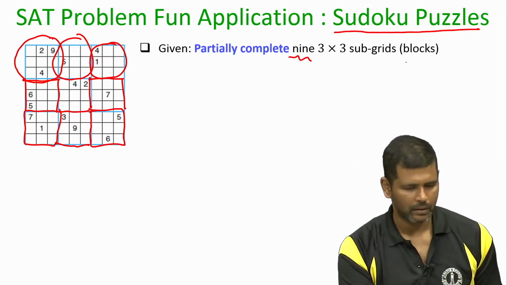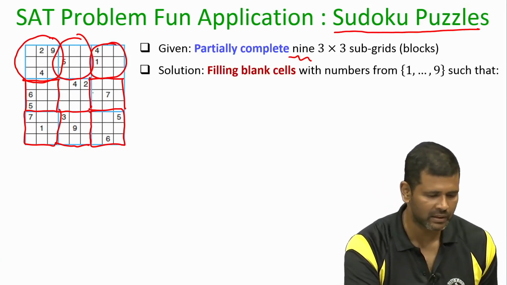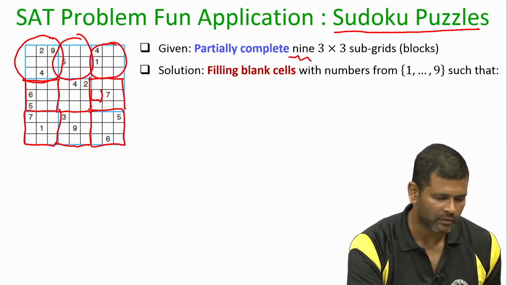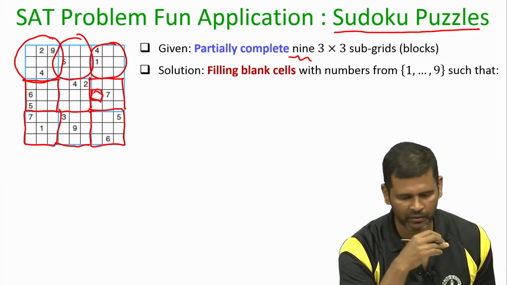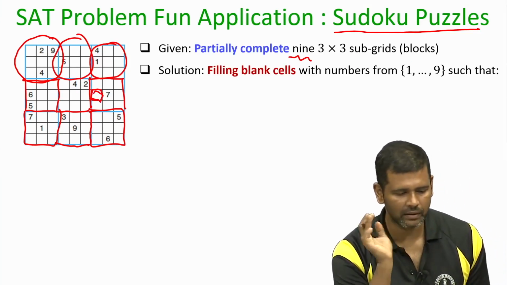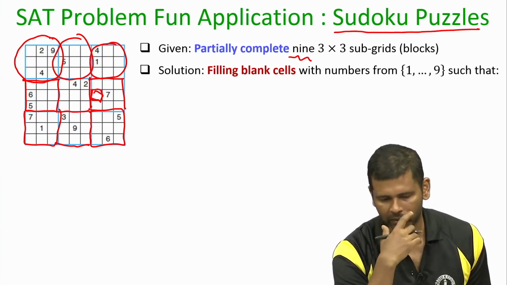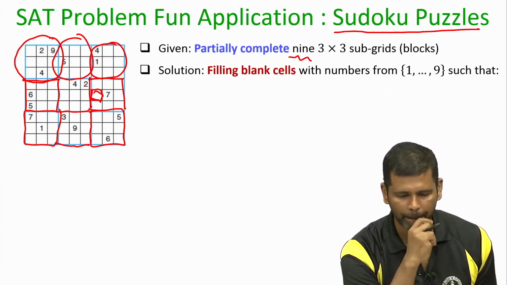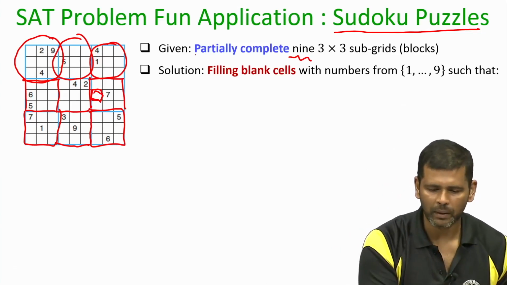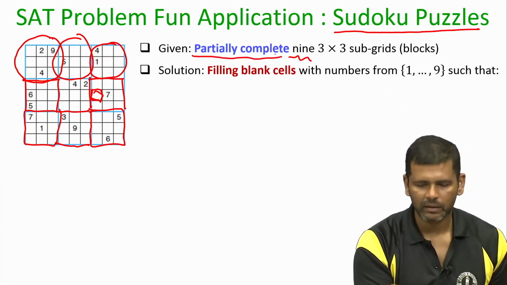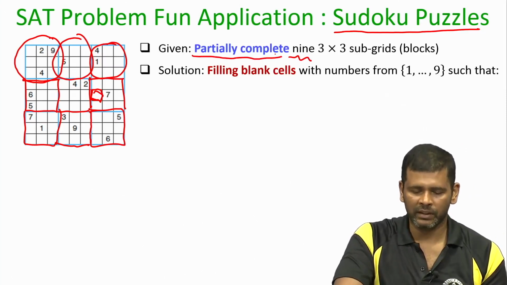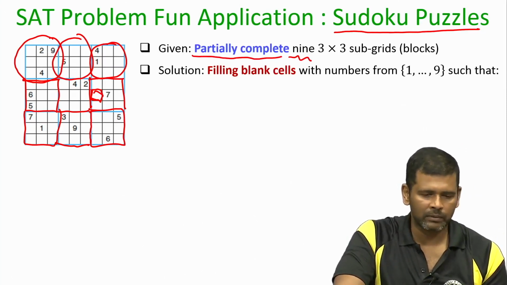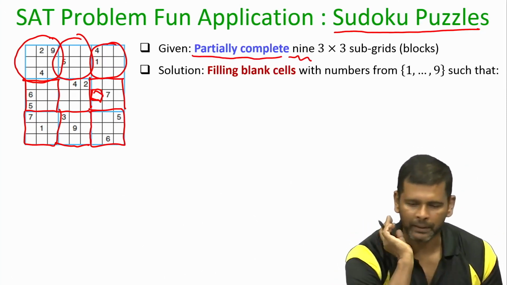Each square cell is a cell. So, each cell will be either filled or it might be blank. Some of the cells here are already filled, and that is why it is a partially complete collection of 3 cross 3 subgrids. The rest of the cells are incomplete here.